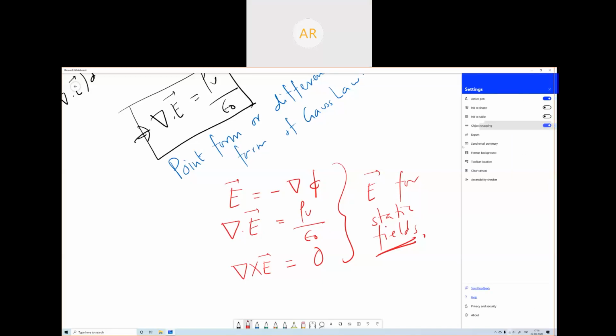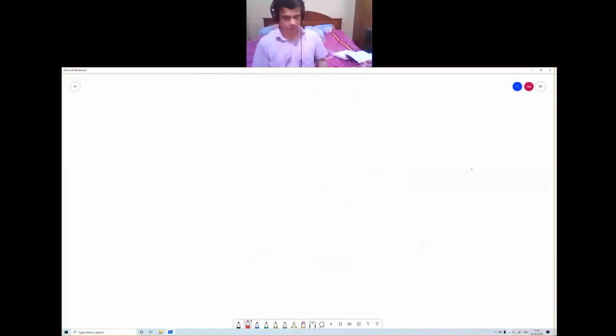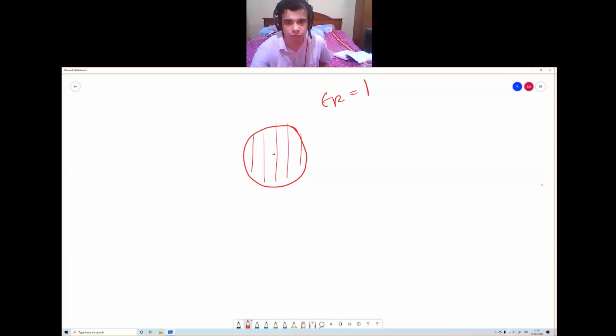So let us solve some problems. I have a sphere. The sphere has a uniform charge density distribution. The charge distribution is made of a dielectric material whose dielectric constant is the same, dielectric constant is 1. Now epsilon r is 1. It has a uniform charge density of rho v. Radius is r.